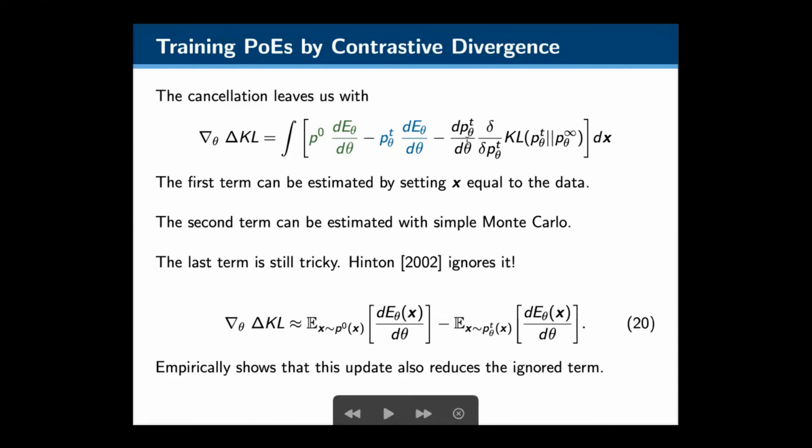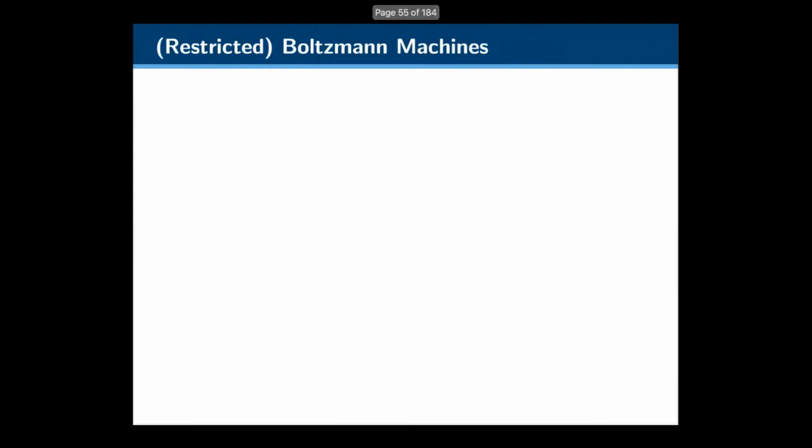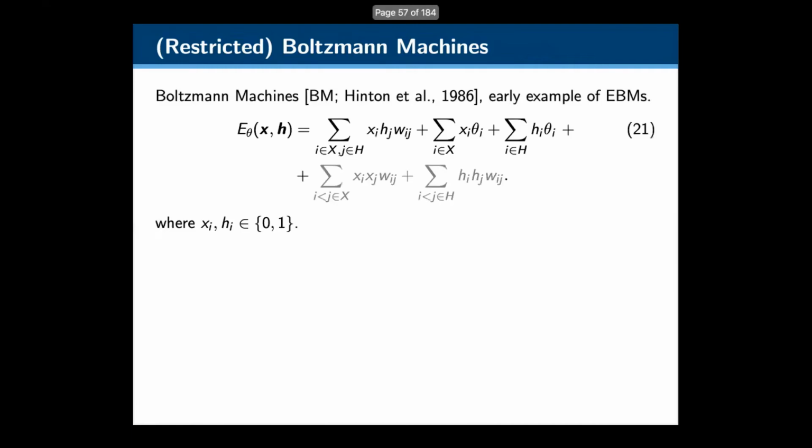He shows that ignoring this term is benign in a way, because he shows that using this update rule also reduces the term that he ignores. So in a limited domain, he shows that it's relatively benign to ignore the last term. So let's look at restricted Boltzmann machines and how we can do this for RBMs.